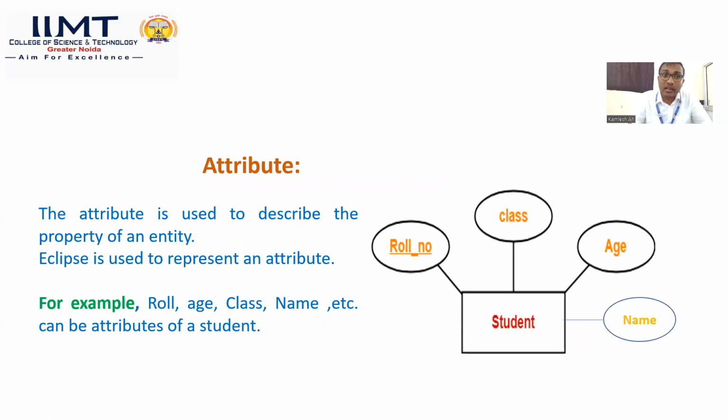And what is an attribute? The attribute is used to describe the property of an entity. An ellipse is used to represent an attribute. For example, roll number, age, class, name, etc. can be attributes of the student. So a student has a roll number, class, age, name. These four are the attributes, and student is an entity. Again, the attribute is used to describe the property of the entity. On the basis of attributes, we can determine the entity.